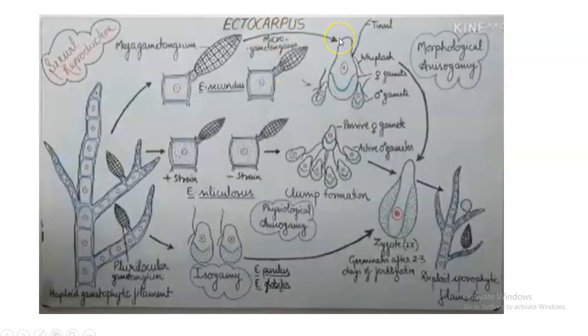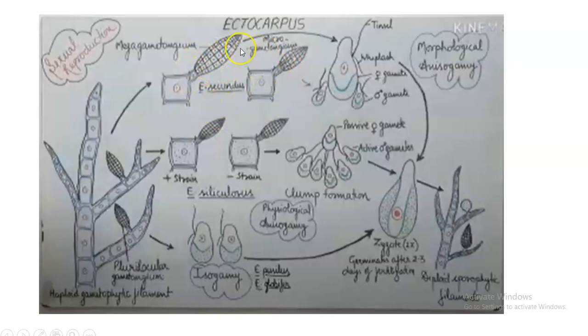Both will release gametes of different sizes. Megagametangium will release a larger gamete, and microgametangium will release a smaller gamete. Both will fuse, and that will cause the formation of a diploid zygote. Such a sexual reproduction mode, in which both gametes are of different size, is known as morphological anisogamy. It is observed in Ectocarpus secundus.